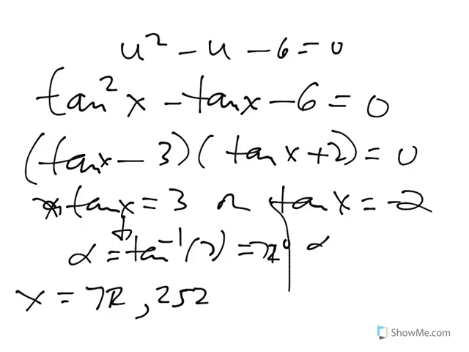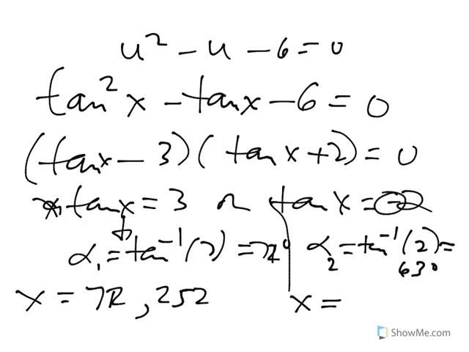Here, we get another reference angle. I'll call this reference angle 1. Reference angle 2 is tan inverse of regular 2. That gives us about 63 degrees. That's not either of the other two answers. Tangent is negative in quadrants 2 and 4. So 180 minus 63 is about 117. And in quadrant 4, 360 minus 63 is 297. So 4 answers.